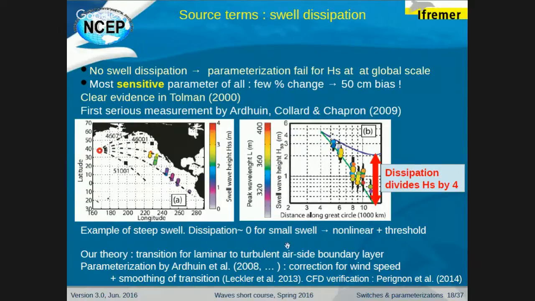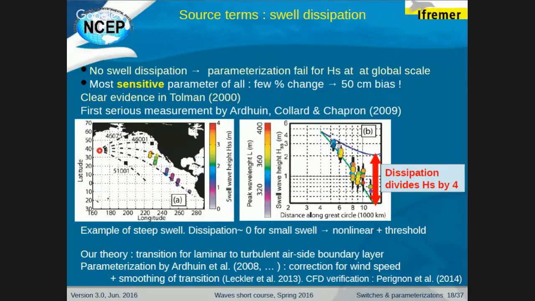For much smaller swells, the dissipation is apparently much less and almost zero. And so it seems that the dissipation rate is nonlinear, and there may be a threshold beyond which it goes from linear to some nonlinear thing. We made the assumption that maybe the friction between the air and the ocean was causing the swell to dissipate. There's still a lot of debate about that.